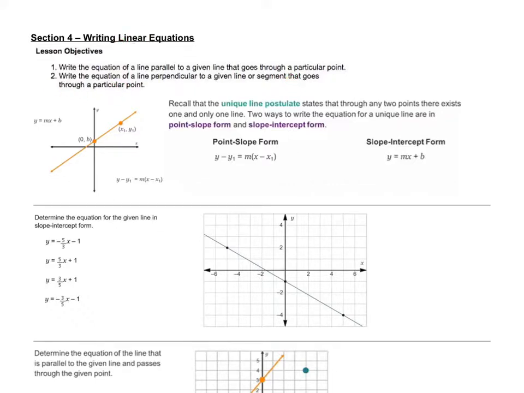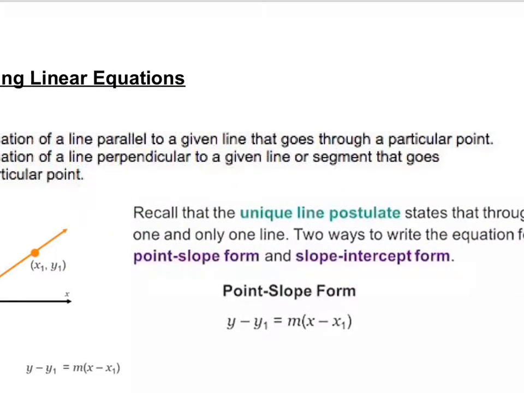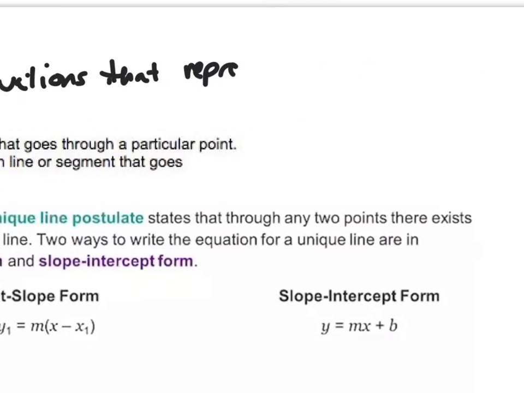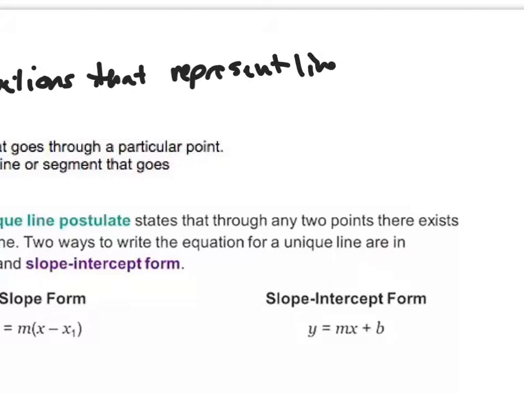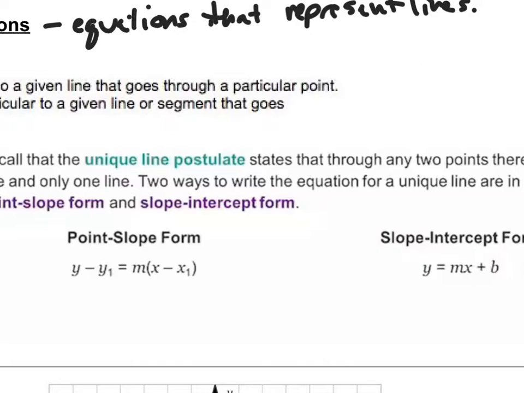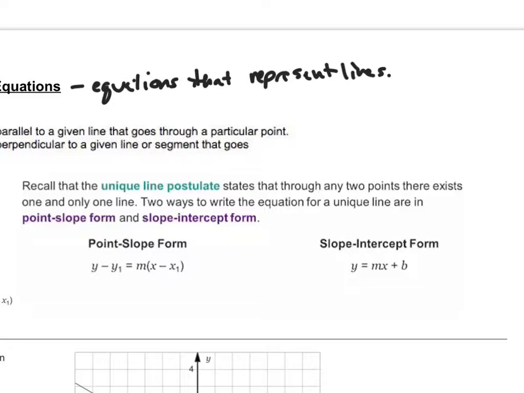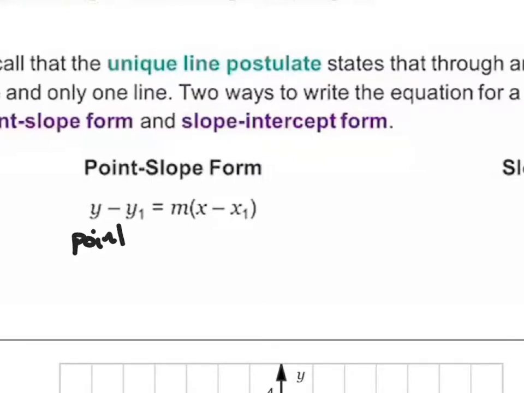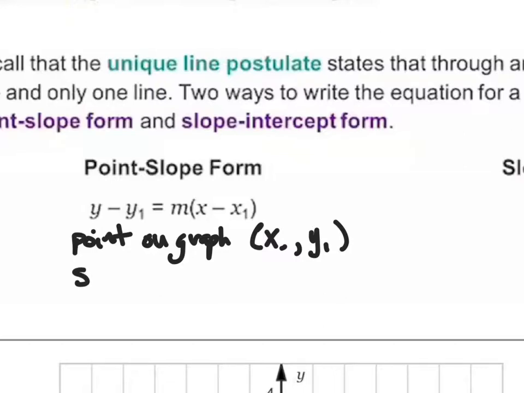So, when we talk about a linear equation, these are equations that represent lines. What we want to do, we have a couple different forms of a line. We have what's called point-slope form, and we have something that's called slope-intercept form. Now, the point-slope form kind of just goes by the name. You're given a point and a slope. So you have a point on the graph, and that point we're going to call x sub 1, y sub 1. And then the slope, which we talked about in the last unit, is going to be just m.